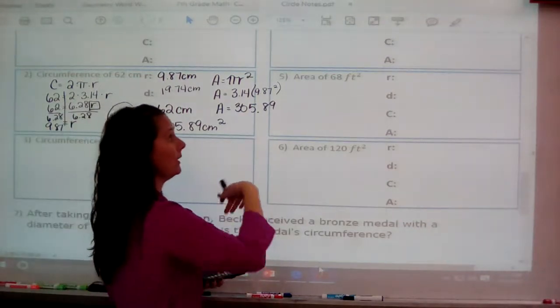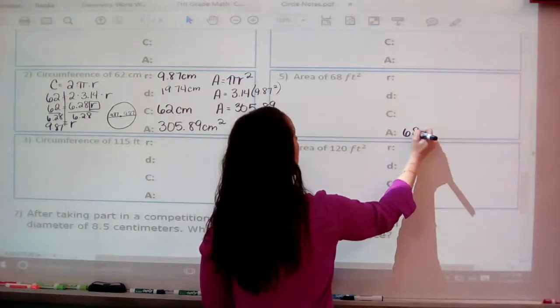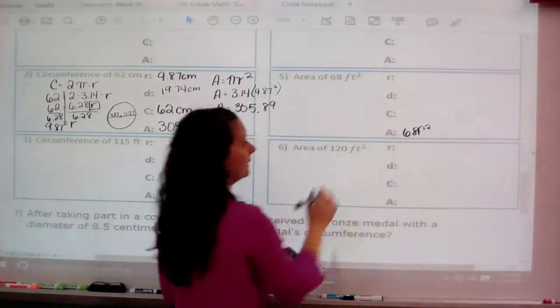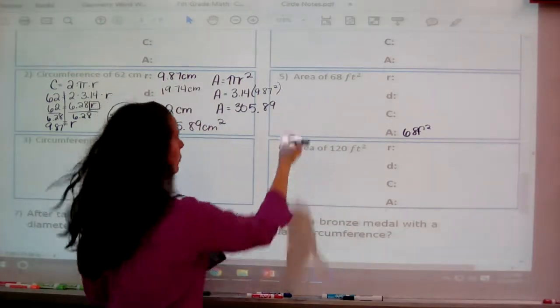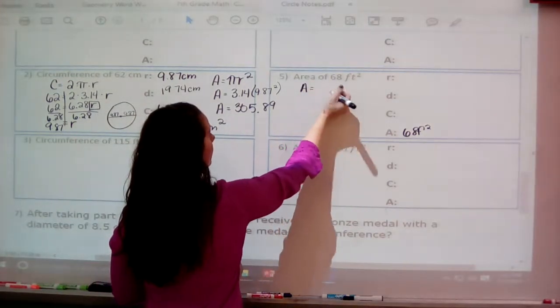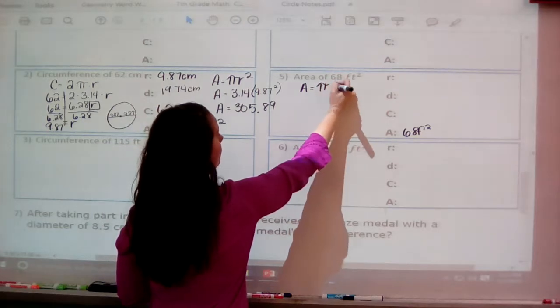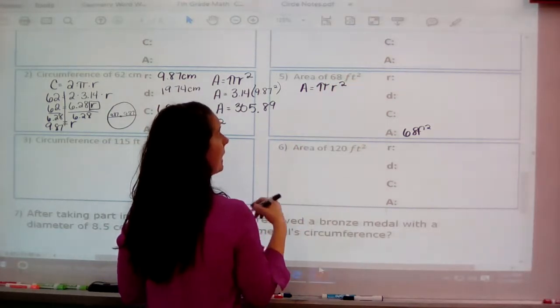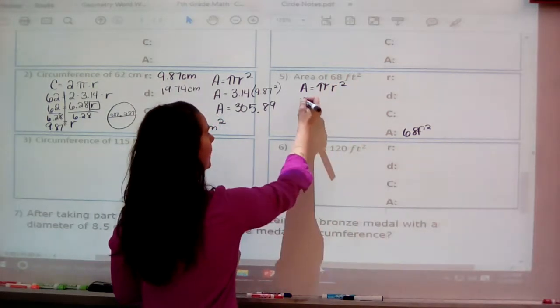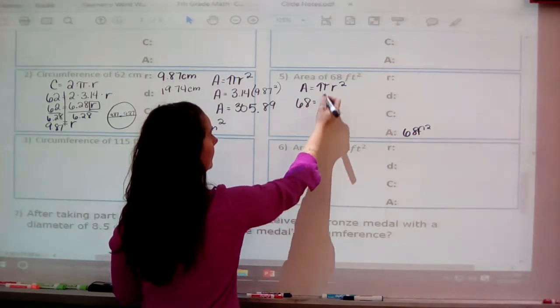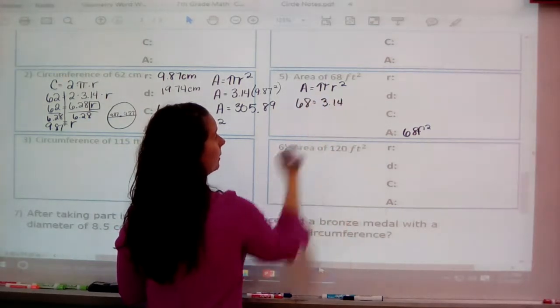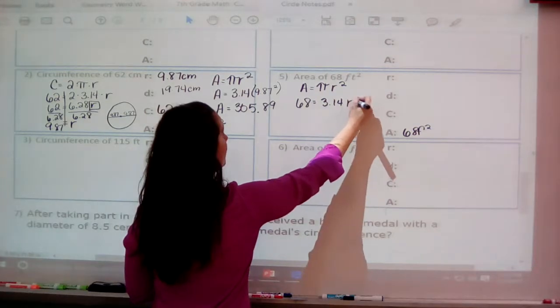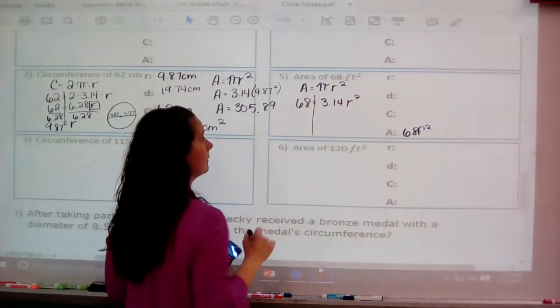The next one over here, we are given the area and we are asked to find RIDCA. So I'm going to start with my area formula, which is A equals pi r squared. Now I'm going to fill in what I know. I know that my area is 68. I know that pi is 3.14. I do not know my radius.